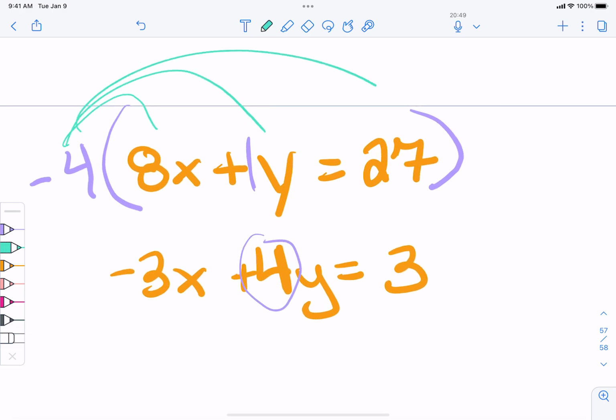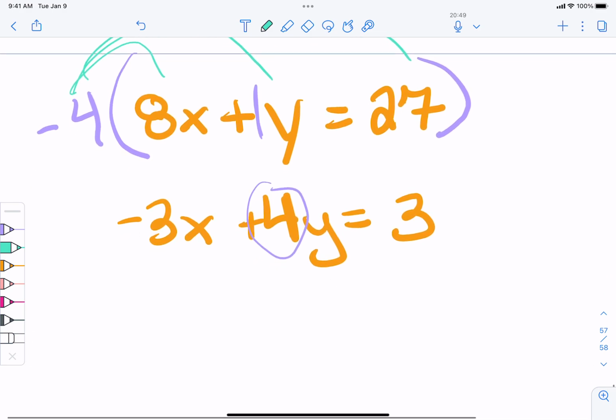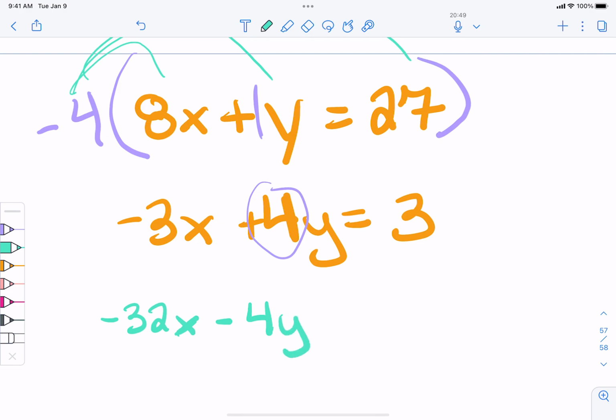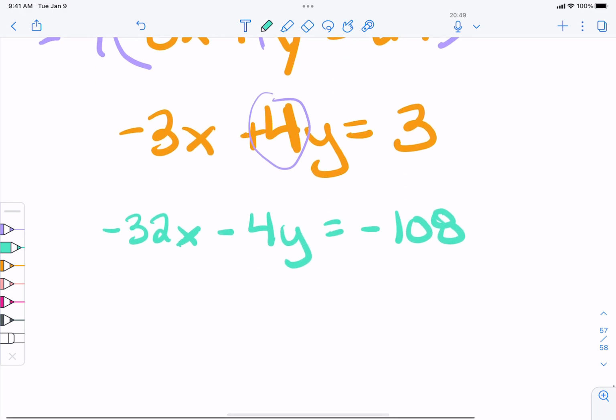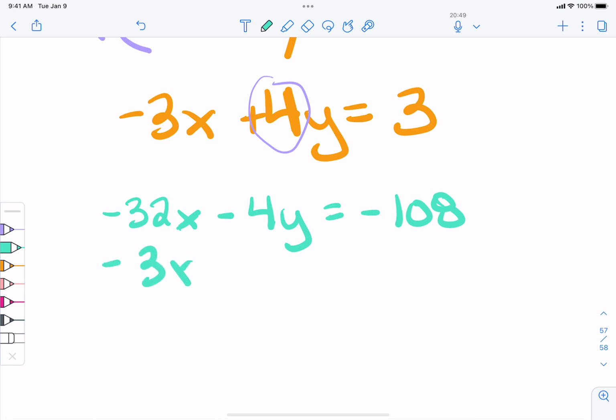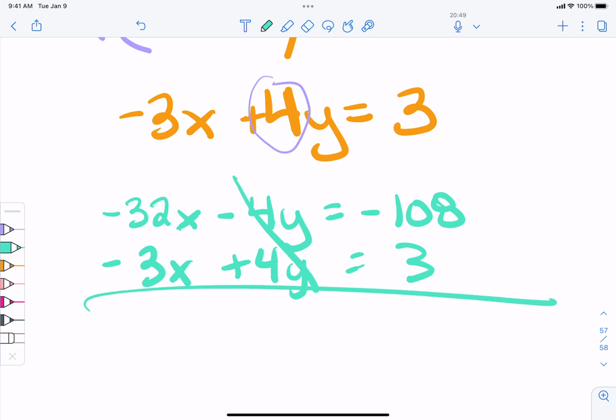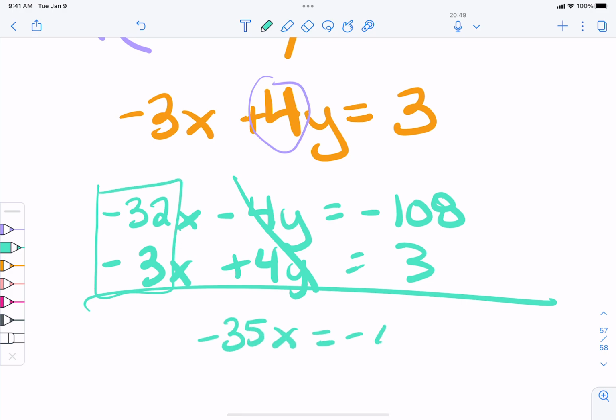Multiply, multiply, multiply. What's negative 4 times 8x? Negative 32x. What's negative 4 times 1y? Negative 4y. What's negative 4 times 27? Negative 108. Then I'm going to rewrite the other equation below it: negative 3x plus 4y equals 3. Now the y goes away. Negative 32x minus 3x is negative 35x, and negative 108 minus 3 is negative 105, so negative 35x equals negative 105.